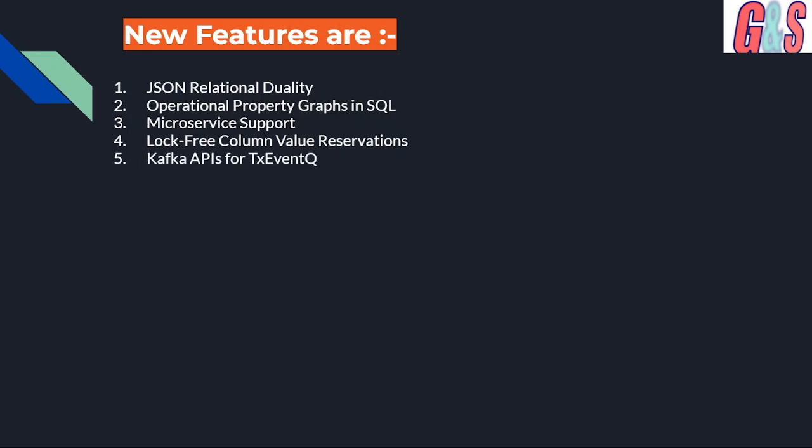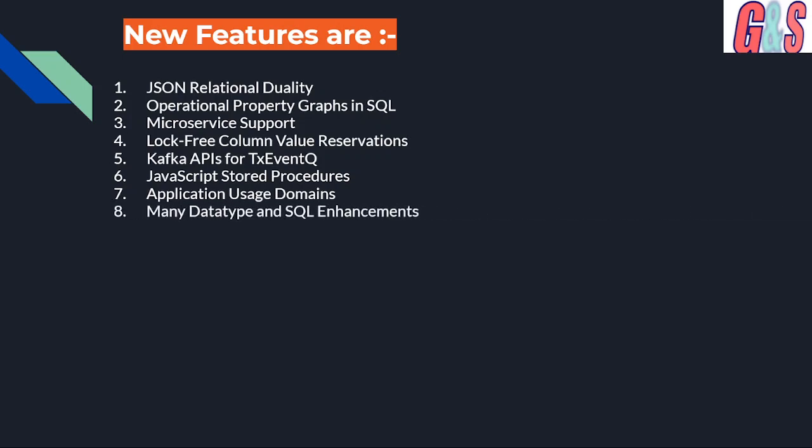The fifth is Kafka APIs for TX event queue, which is part of microservice support. The sixth is JavaScript stored procedures. Seventh is the application usage domains. The eighth is metadata type and SQL enhancements. Ninth is up to 4096 columns per table.